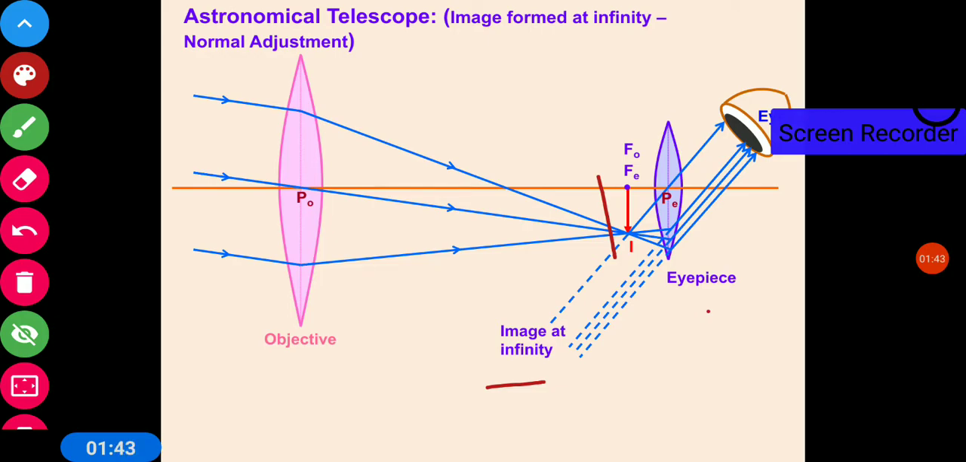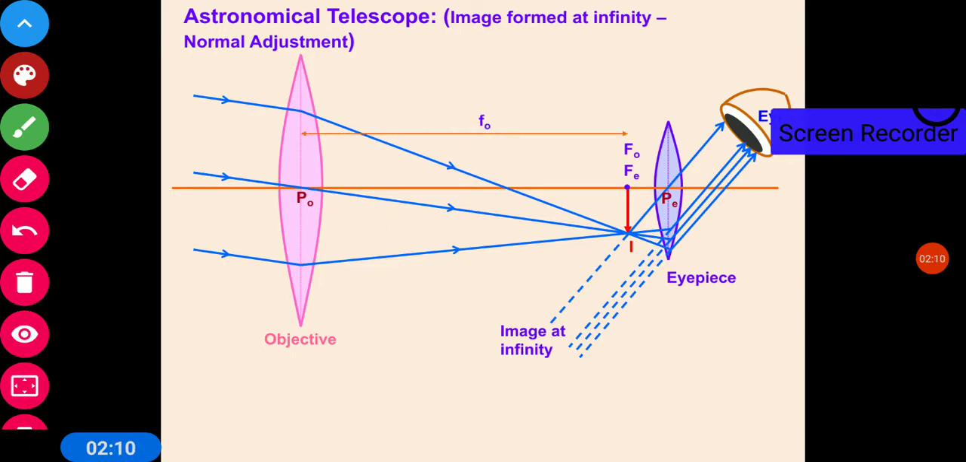Let us understand once again. The rays from the object which is at infinity are coming parallel to each other. After refraction from the objective, they meet at the focus of the objective. Now, the eyepiece is so adjusted that this image is formed at the focus of the eyepiece. So, after refraction, the final image is formed at infinity again.